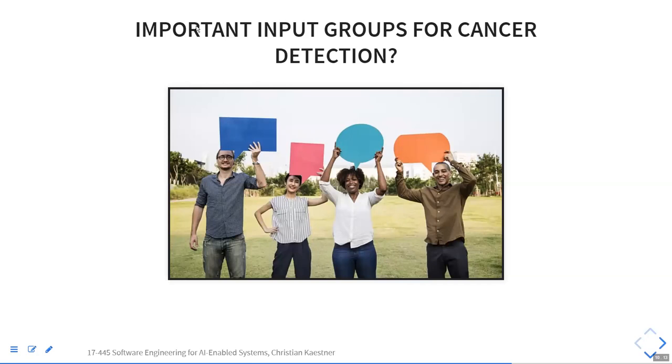So I want you to think about this for a second. Think about the cancer detection example, right? So you have an image of a scan, fMRI scan or something like this, and you want to detect cancer. So now you can just take a bunch of images from different patients, but are there certain groups that maybe should have their own validation set?